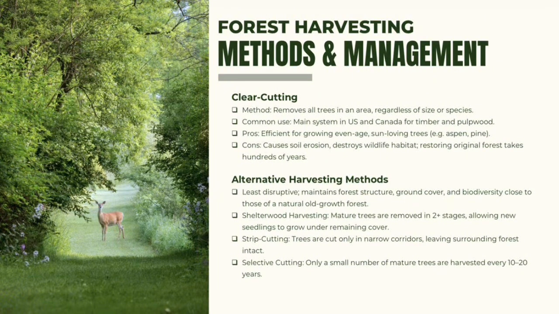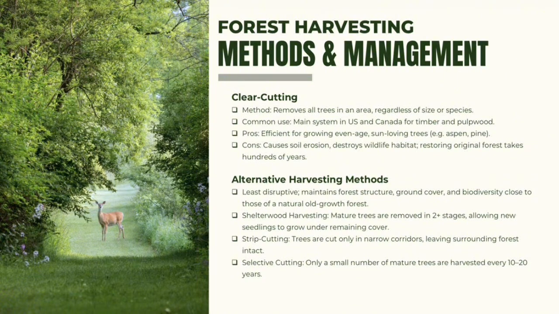So in order for us to avoid those cons, we have alternative harvesting methods. There are other ways to get wood that cause less harm. These keep the shape of the forest, protect the ground cover, and keep many different plants and animals living there, much like in the natural forest.